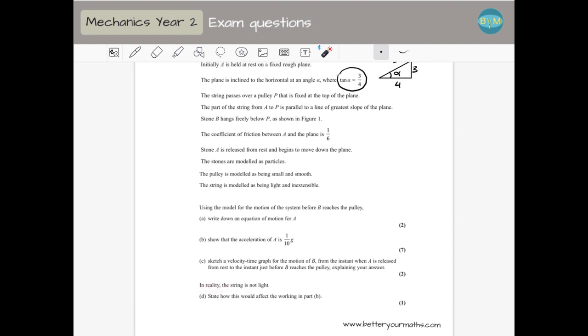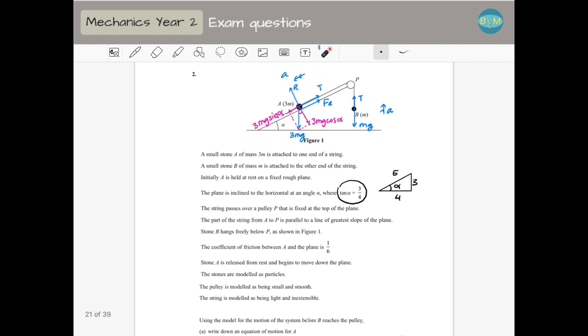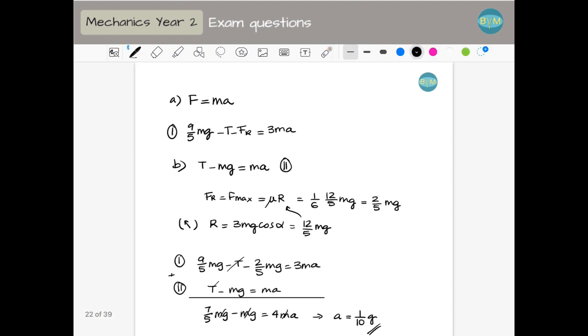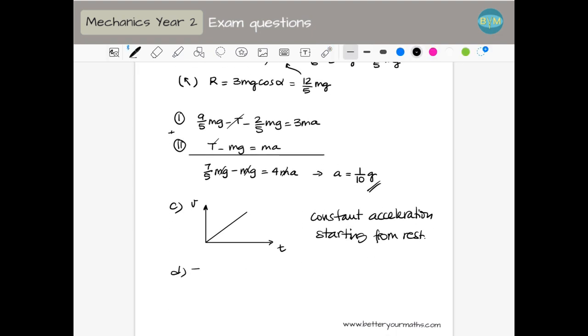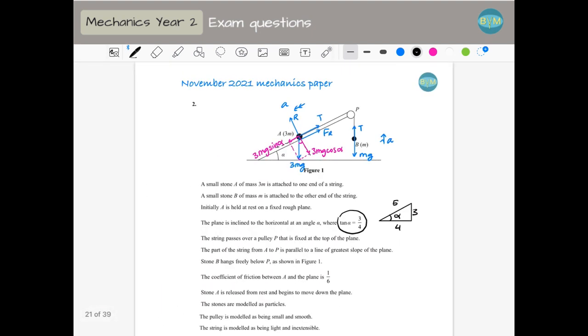In reality, the string is not light. State how this would affect the working in part B. If the string is not light, if you remember the modeling assumptions that you learned in year 12, that would mean the tension could be different for A and for B. So this tension here and here would be different. That's what you can say: the tension could be different at A and B. Something like that. And that's all with this question.